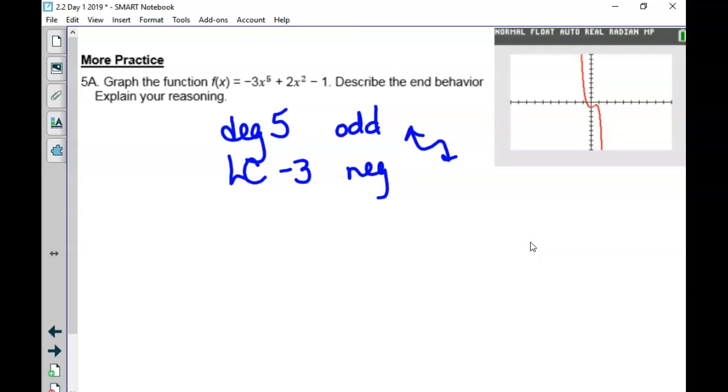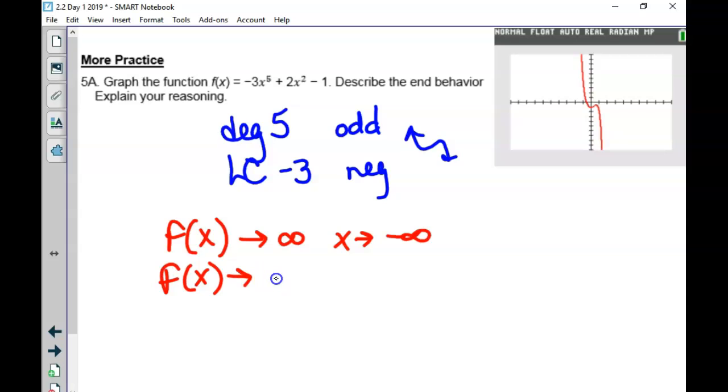All right. Describe the end behavior. What is f of x doing? It's going up. So what do I write? X approaches infinity, okay? And then f of x is approaching negative infinity as x approaches infinity.